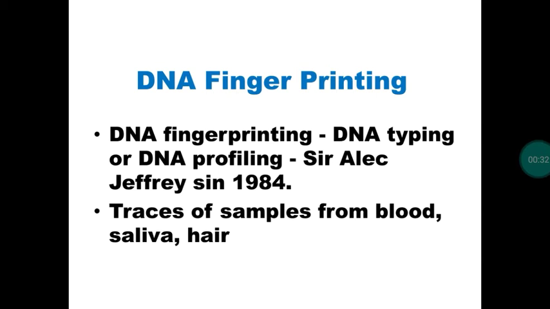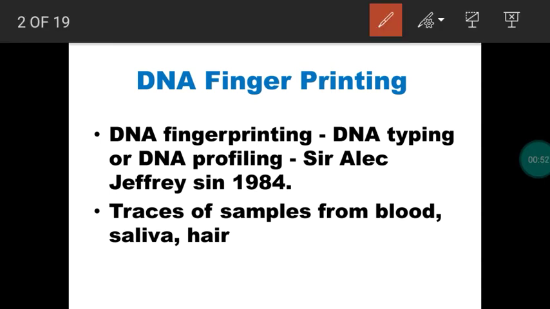Using fingerprinting we can identify a criminal, but now there is DNA fingerprinting, which is based on the DNA pattern, and we use it to find the criminal, right? So DNA fingerprinting is also known as DNA typing and DNA profiling. DNA fingerprinting was invented by Professor Sir Alec Jeffreys in the year 1984.